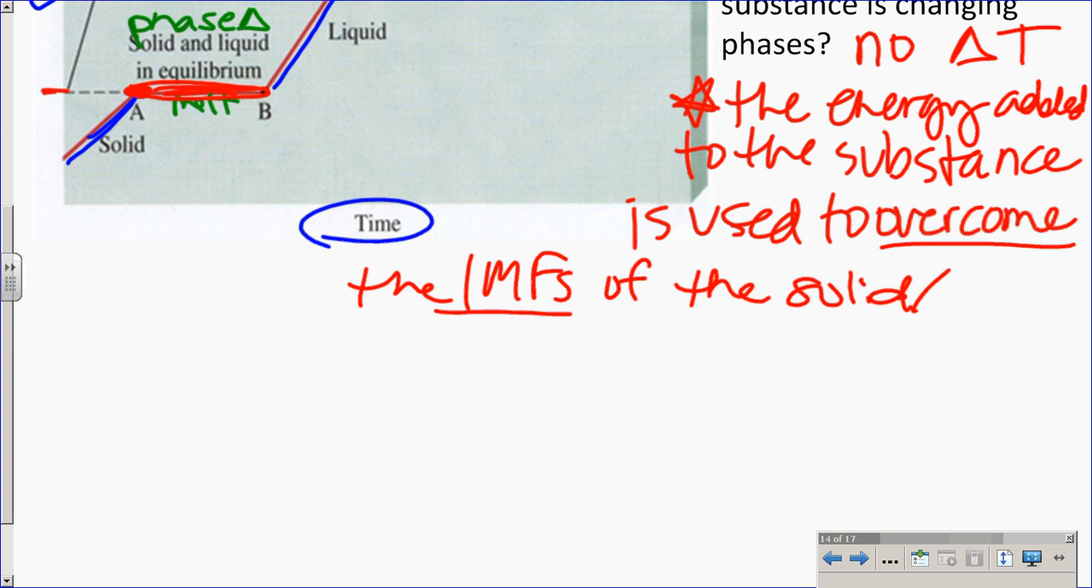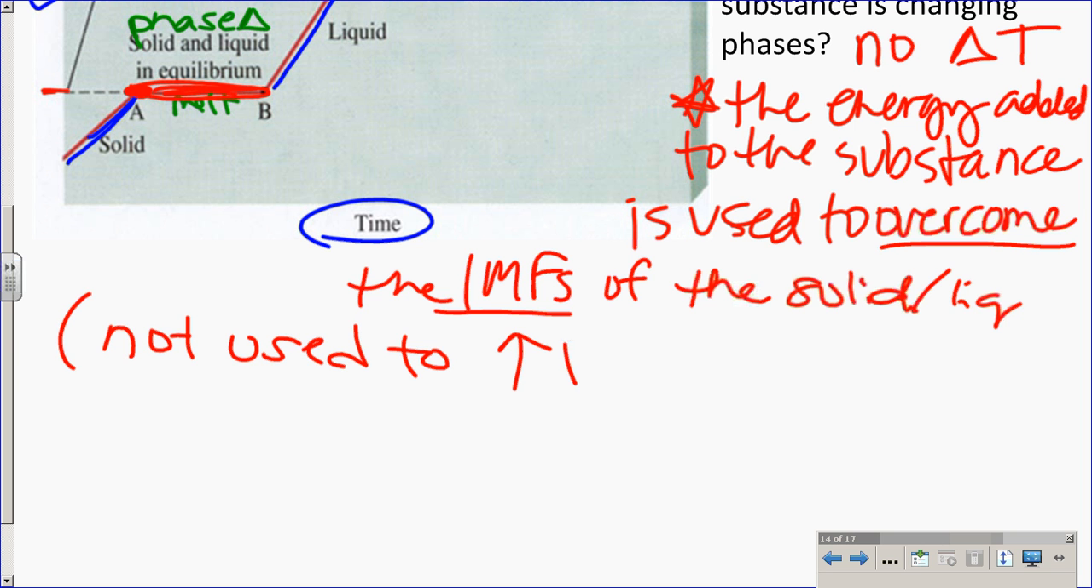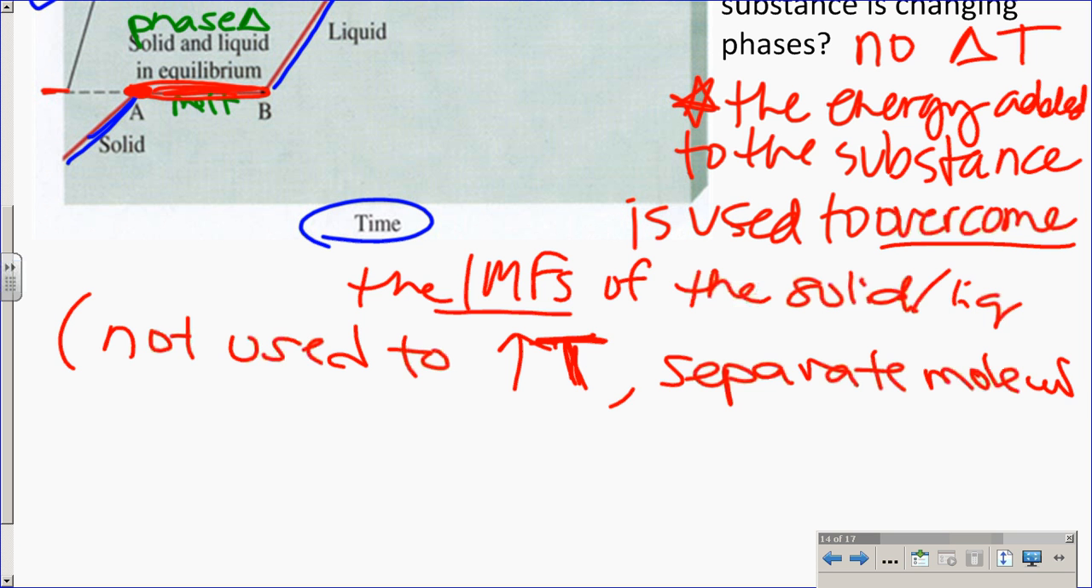Okay, so the energy added to the substance is used to overcome the IMFs of the solid/liquid, and that's pretty much it because the gases are already almost all the way overcome of all of their IMFs. So the energy is not used to increase temperature. It's basically used to separate molecules. Okay, this is what it's used for. It's not used to increase the temperature. It's not really used to heat them up anymore. It's used to take particle 1 and particle 2 and move them farther apart from one another.